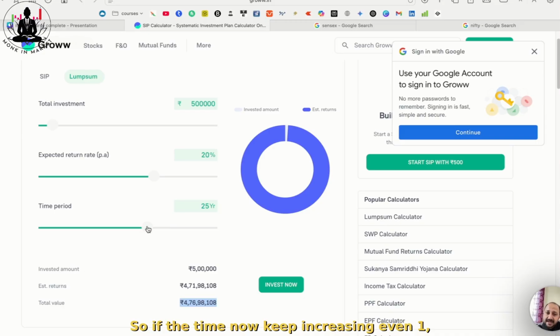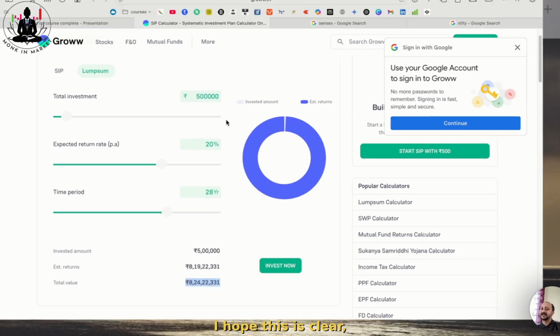So if the time keeps increasing, every year will make one crore. See, in just 2 years, 5 crore; in the next year it would be 6 crores. So every year I am making 1 crore rupees. Guys, this is the power of compounding over here. The more years you stay and keep holding on, the more money and more wealth. I'm using the term wealth over here, wealth you can accumulate. I hope this is clear, everybody.